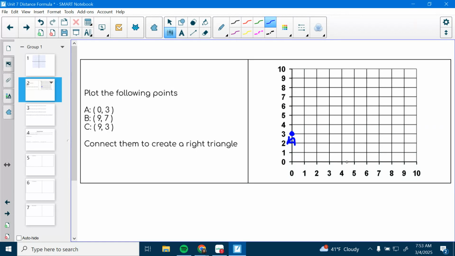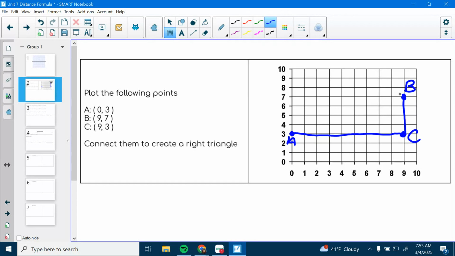Next, I have a point at 9, 7, so I go over 9, up 7, and label that point B. And lastly, I have a point C at 9, 3, so I'm going to go down to 9, 3 and call that C. And I'm going to connect those lines.